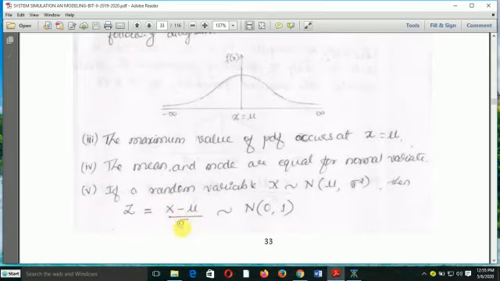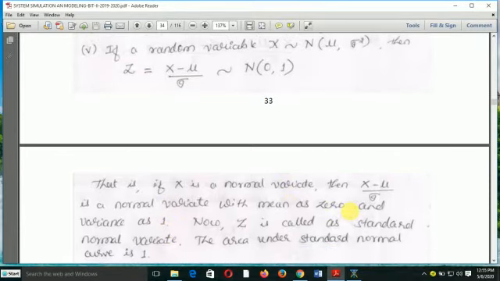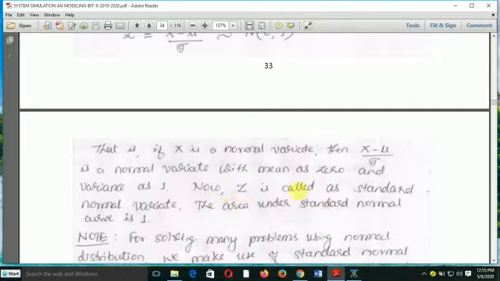It means that if x is a normal variate, then x minus mean out of standard deviation will be a normal variate, which is z, with mean equal to 0 and variance equal to 1. This is the mean, this is the variance. So z is called a standard normal variate.